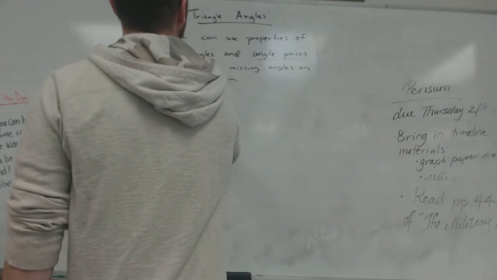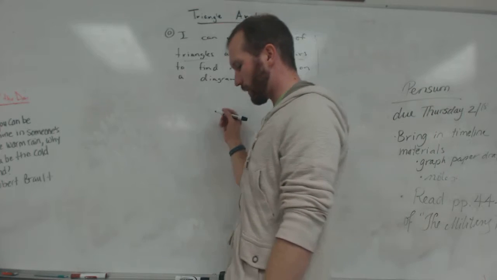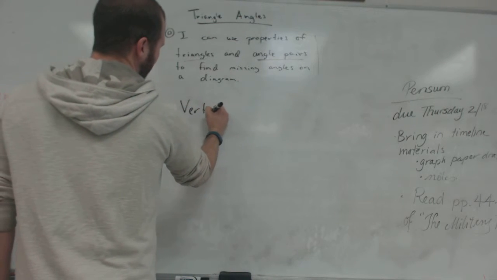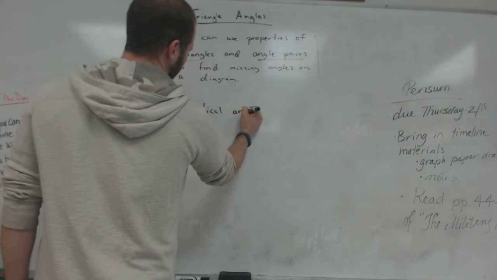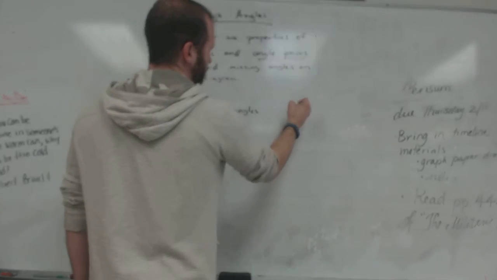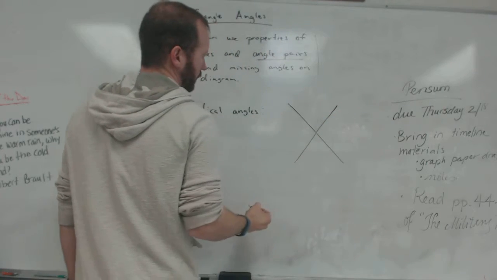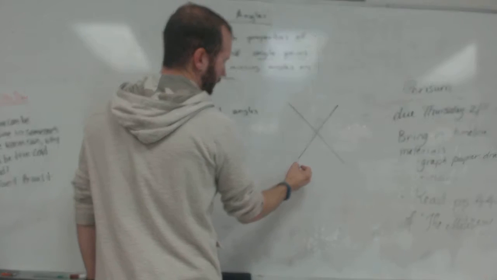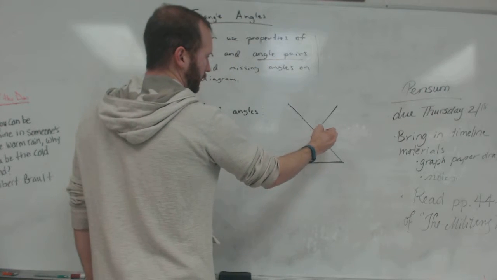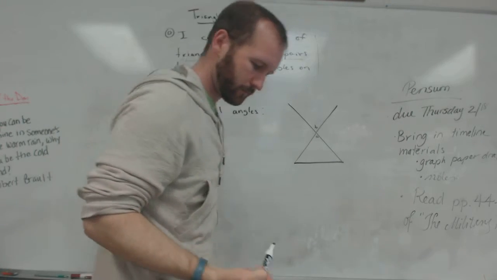Lights, camera, fractions. So the first thing I want to do is to review the angle pair properties. We looked at these recently, but a pair of vertical angles will be something like this. Angle A and angle B are vertical.